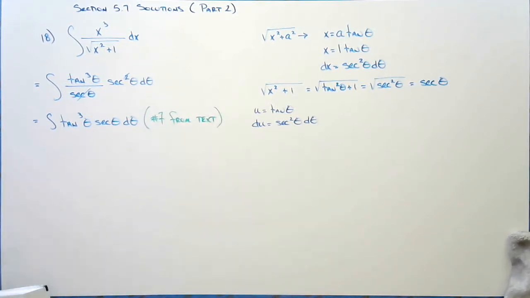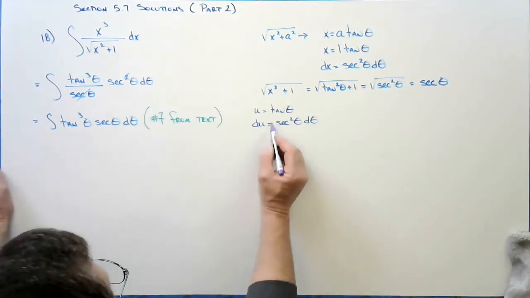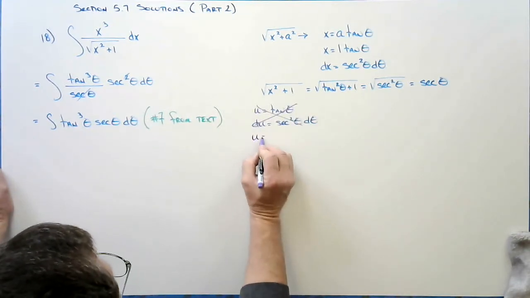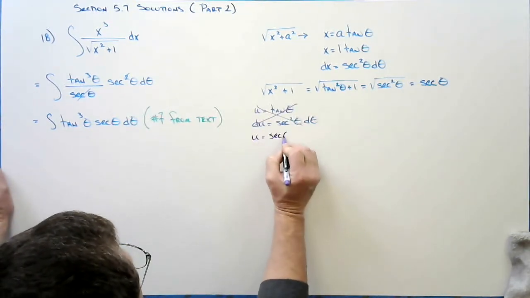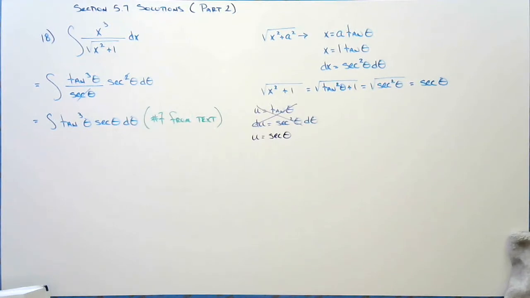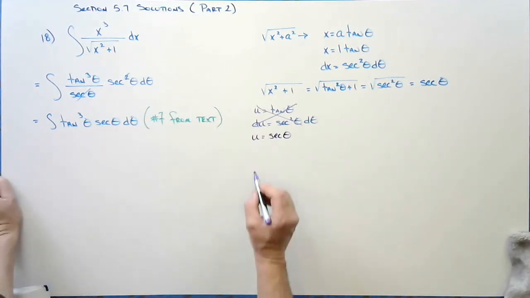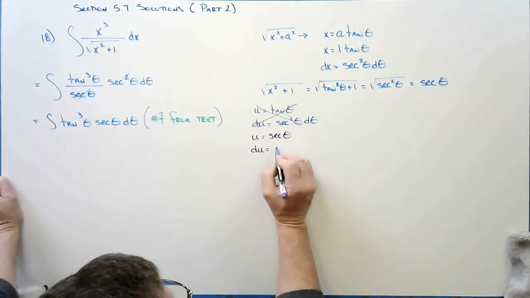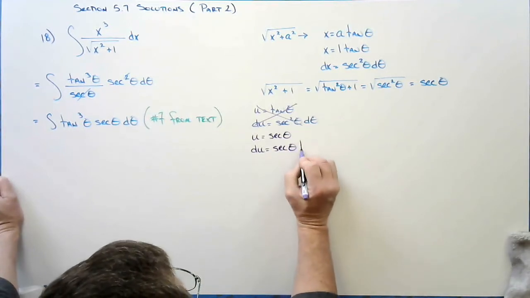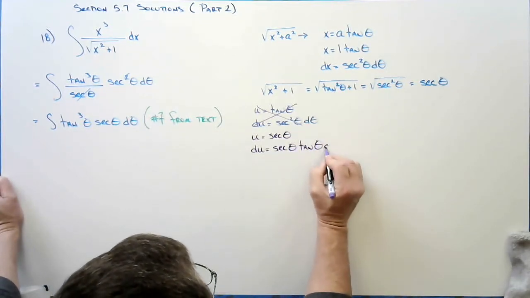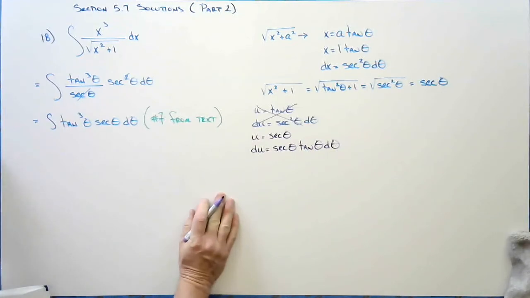And in problem number 7 from the text, they tell us exactly what to do. They tell us, use the substitution u equals secant of x. That's what they said. So we didn't use that. So we're going to come back and say u equals secant of theta. That's what they told us to do. That means du equals secant theta tangent theta d theta, right? The derivative of secant is secant and tangent.